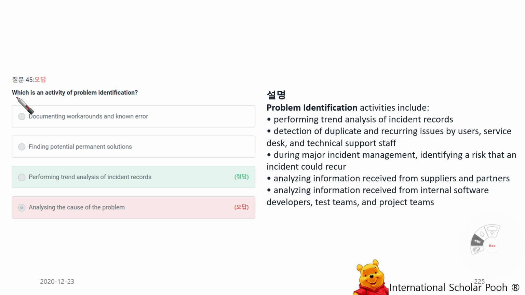Which is an activity of problem identification? Performing trend analysis of incident records. Problem identification activities include performing trend analysis of incident records, detection of duplicate and recurring issues by users, service desk, and technical support staff. During major incident management, identifying a risk that an incident could reoccur, analyzing information received from suppliers and partners, analyzing information received from internal software developers, test teams, and project teams.